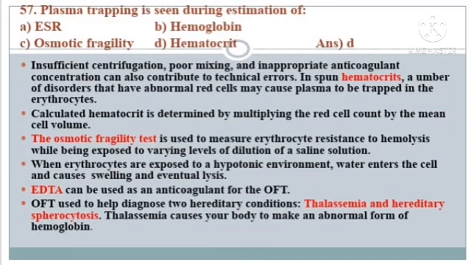erythrocyte. The osmotic fragility test is used to measure erythrocyte resistance to hemolysis while being exposed to varying level of dilution of a saline solution. EDTA can be used as an anticoagulant for osmotic fragility test. It helps to diagnose two hereditary conditions, that is thalassemia and hereditary spherocytosis.